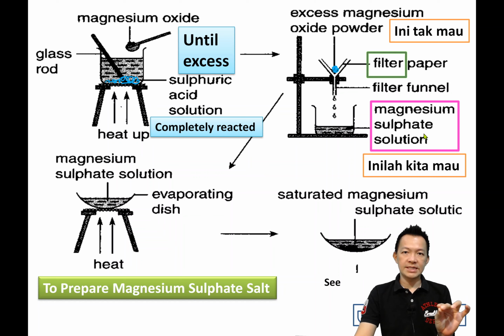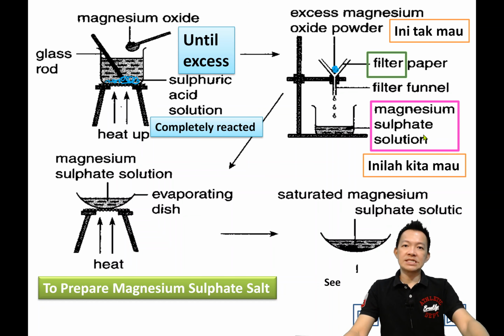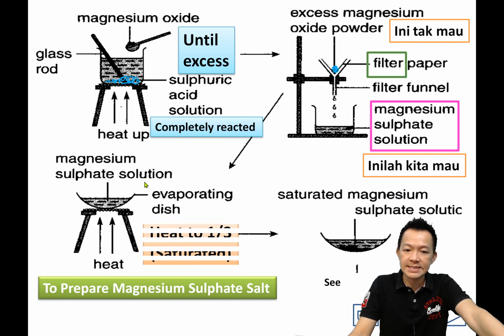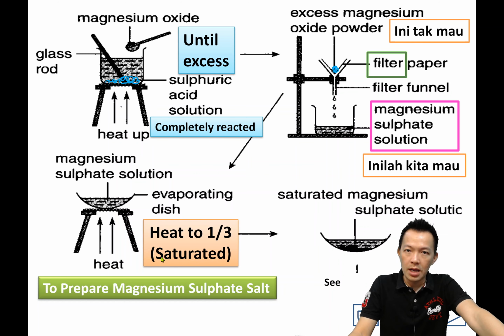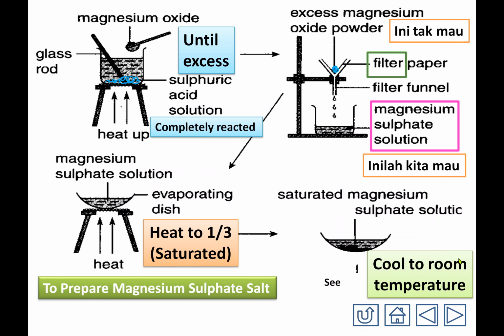Now you have the magnesium sulphate solution. How to get the salt crystals from the solution? Same as the first set of experiment we discussed before. Heat the magnesium sulphate solution until saturated. But how do you confirm it becomes saturated? Heat to 1/3. Don't heat it until it is dry, remember. And cool to room temperature.